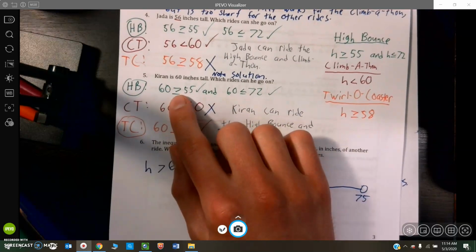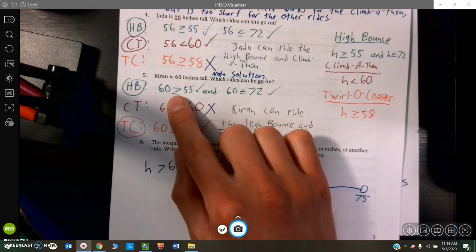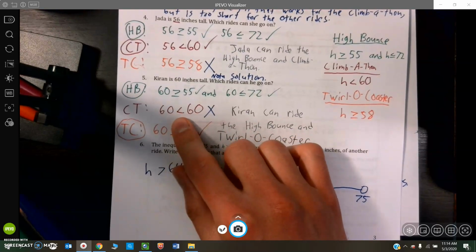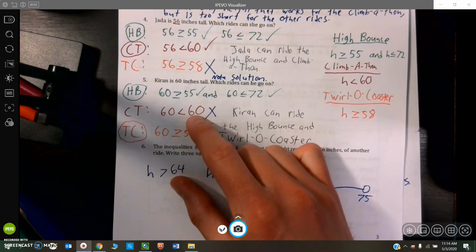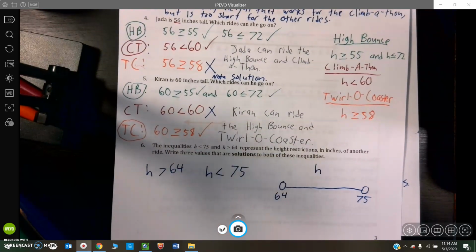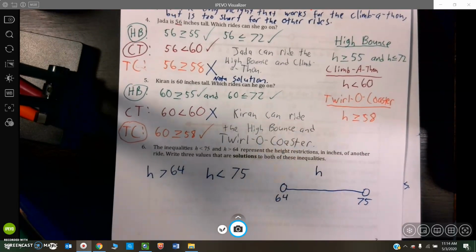Because remember, if there's that line underneath the inequality, that's greater than or equal to; if there's no line, that's just less than or greater than. 60 is not less than 60. 60 is equal to 60. So 60 is technically too tall for the climathon. So she can only ride the high bounce and roller coaster.